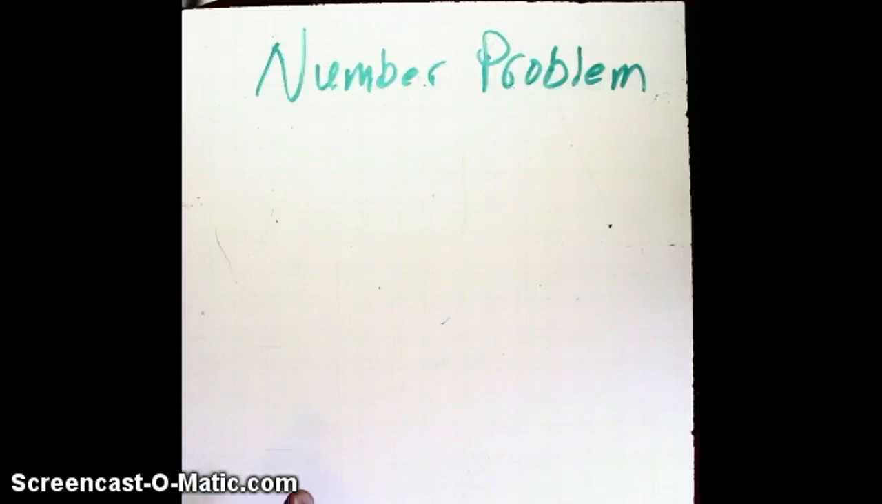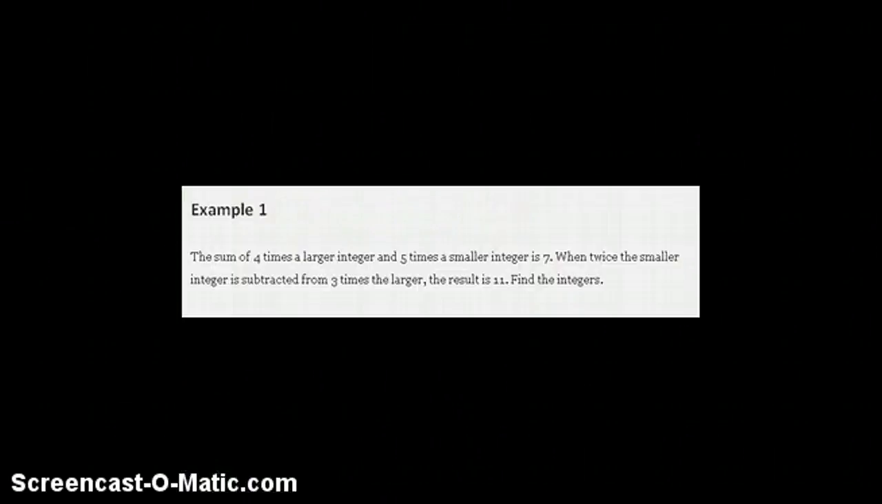Okay, students, we're going to look at several examples, and the first one's a number problem, and this is example one in your lesson. We're just going to get right to it. Here's the question. The sum of 4 times a larger integer and 5 times a smaller integer is 7. When twice the smaller integer is subtracted from 3 times the larger, the result is 11. Find the integers.